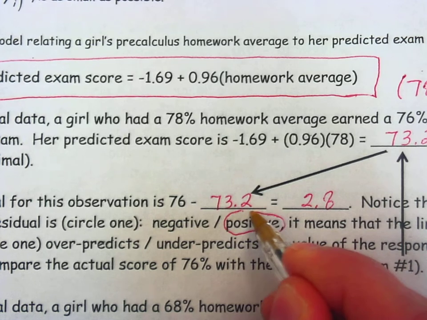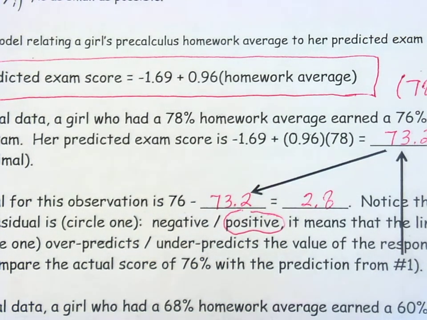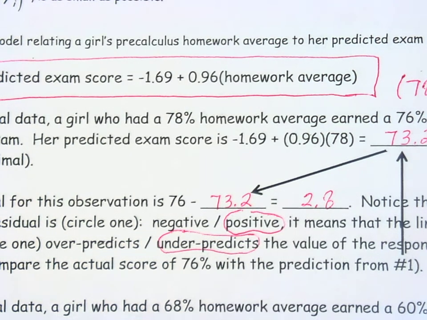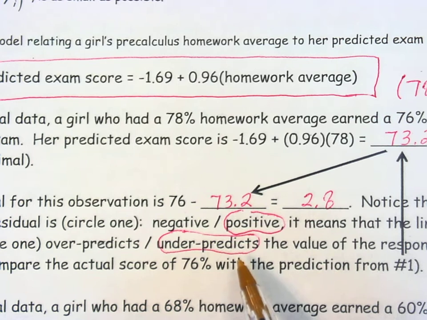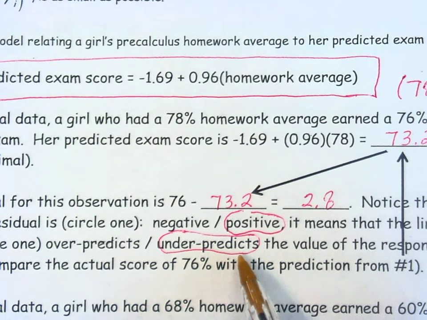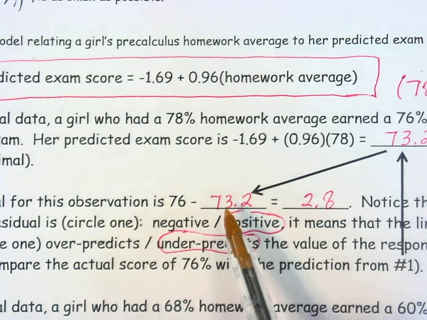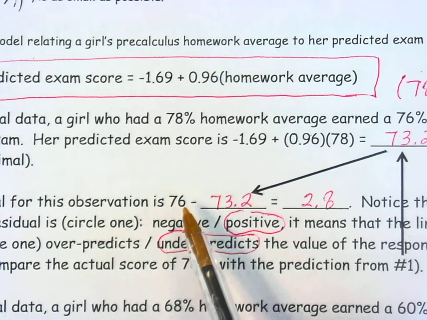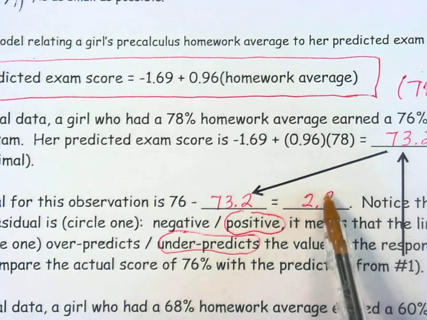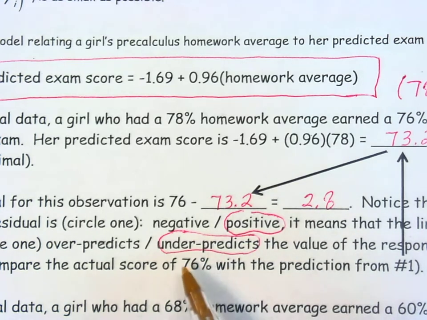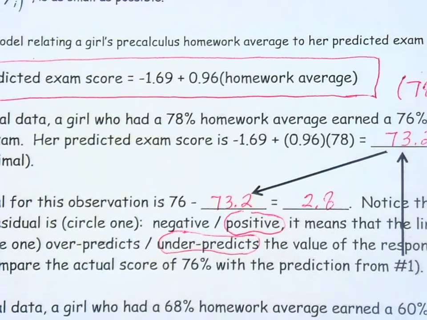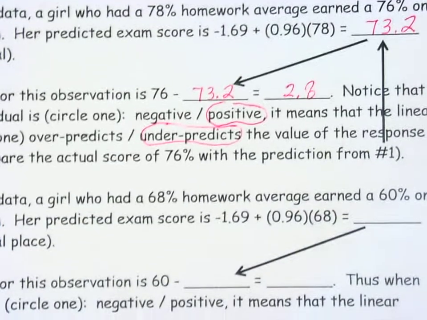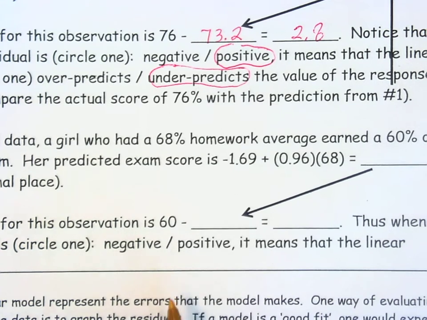An important observation to make: this residual has a positive value. 2.8 is positive. What that means is that the linear model in this case is under predicting the value of the response variable. A positive residual suggests under prediction. Look, the predicted value is 73.2. That is certainly underneath her actual exam score of 76. A positive residual indicates under prediction. So you can guess what questions 3 and 4 are about. You probably have a situation where you have a negative residual, so you get to write about that in question 4.